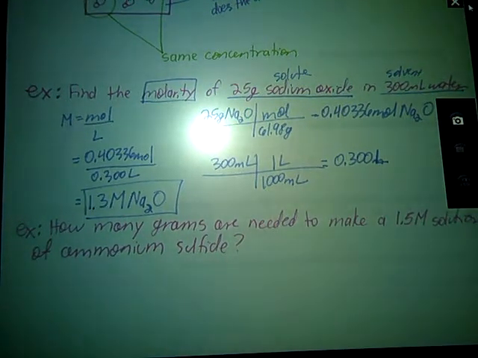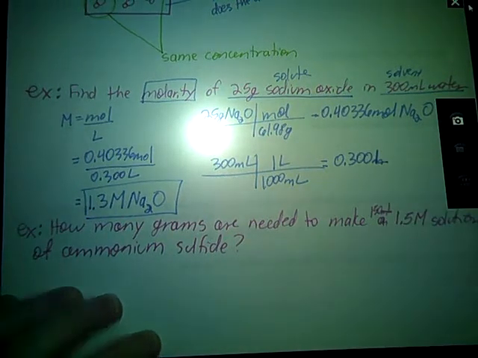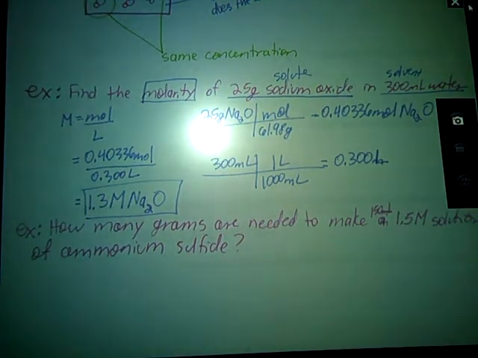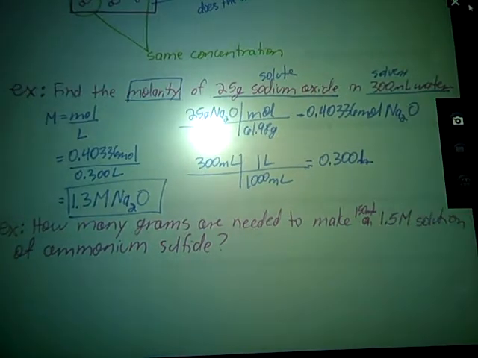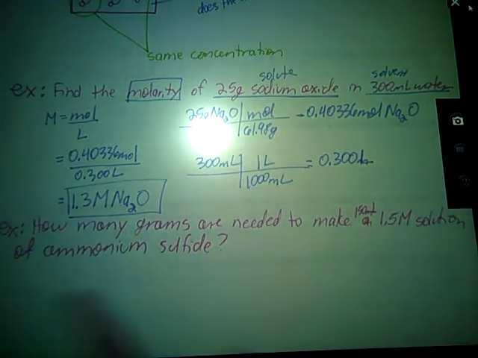It says how many grams are needed to make a 1.5 molar solution of ammonium sulfide. So in a lab, you might be asked to make a solution of a particular concentration. Now, when I wrote this problem, I left out a useful piece of information. We need a volume. I make up most of these problems off the top of my head, so sometimes I don't realize my mistakes till I read them again. All right. How many grams are needed to make 150 milliliters of a 1.5 molar solution of ammonium sulfide?